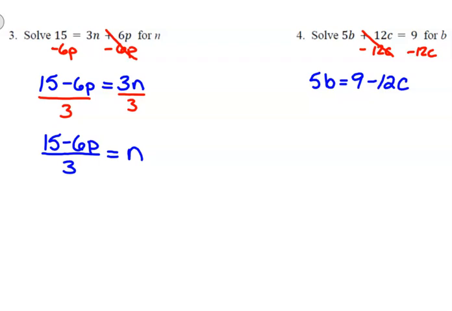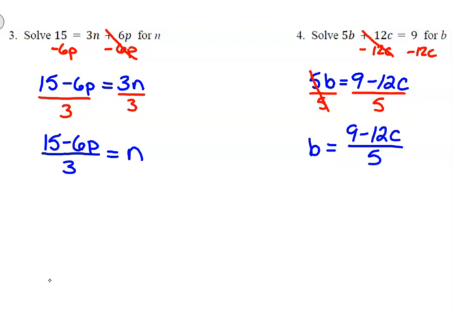I have 5 times b, so the opposite is division, so that the 5 goes away. Now I have the letter B equals 9 minus 12c on the top, with our 5 on the bottom. The biggest thing to get used to with these questions is that nothing really disappears. It's all just moving to a new location. Everything that was in the original equation is still somewhere in my answer, just in a new spot.